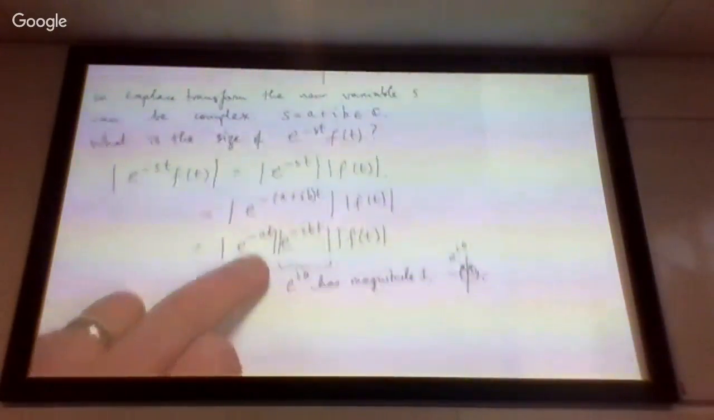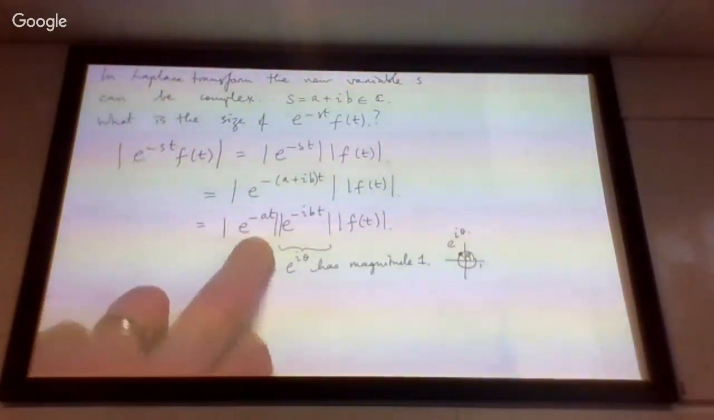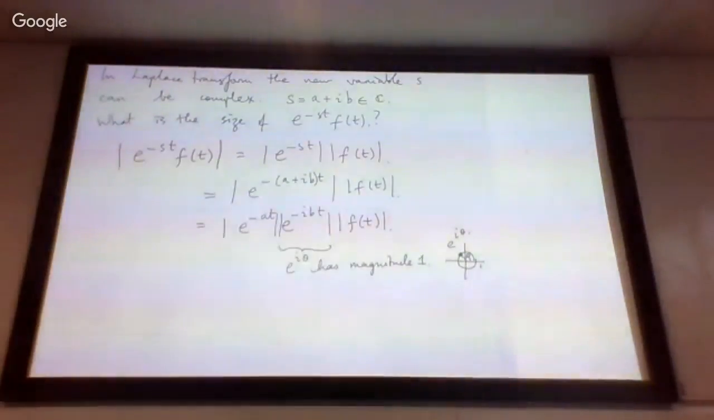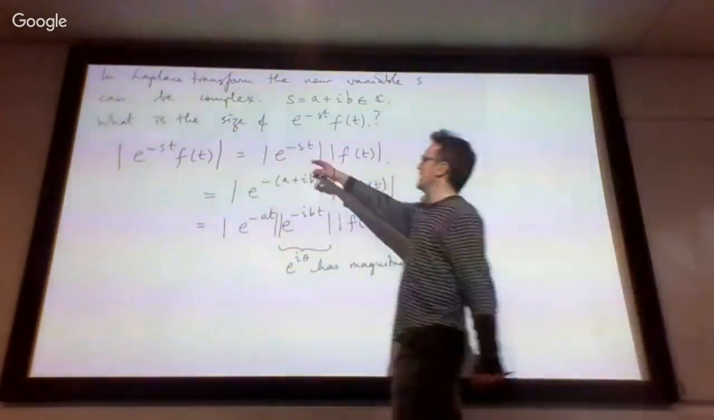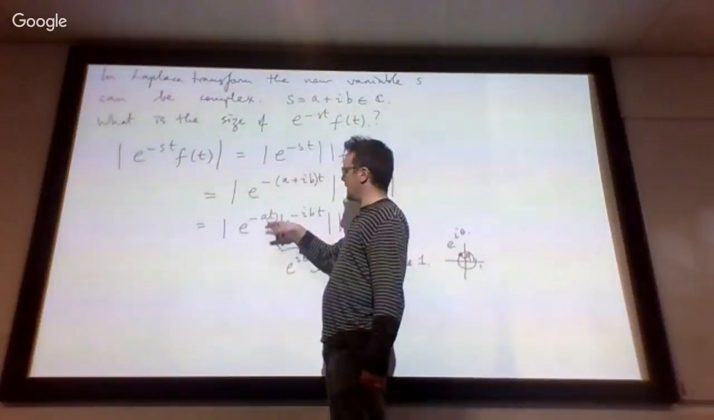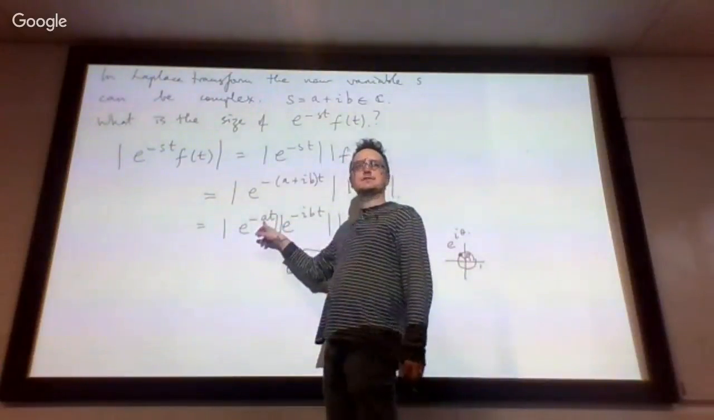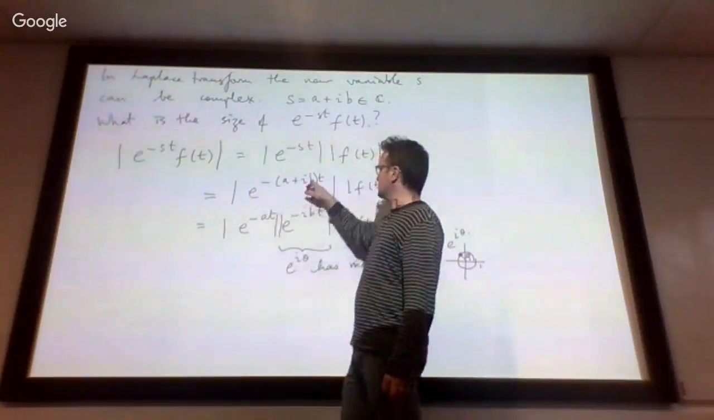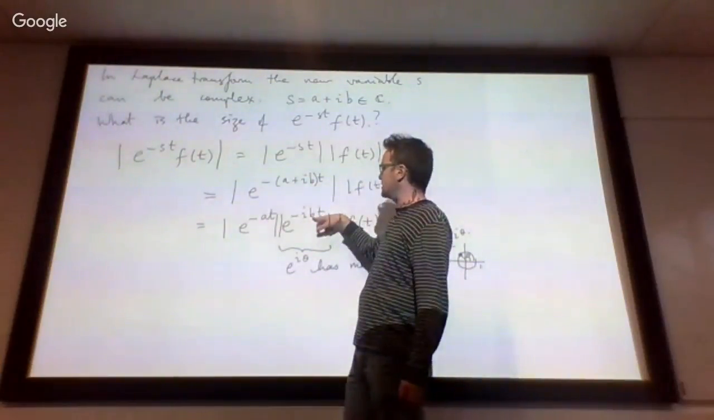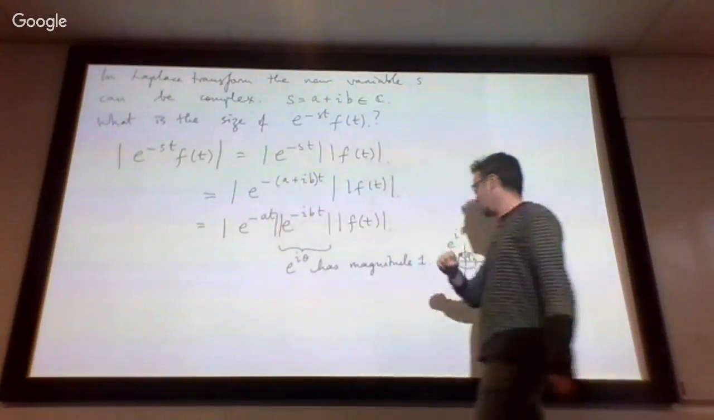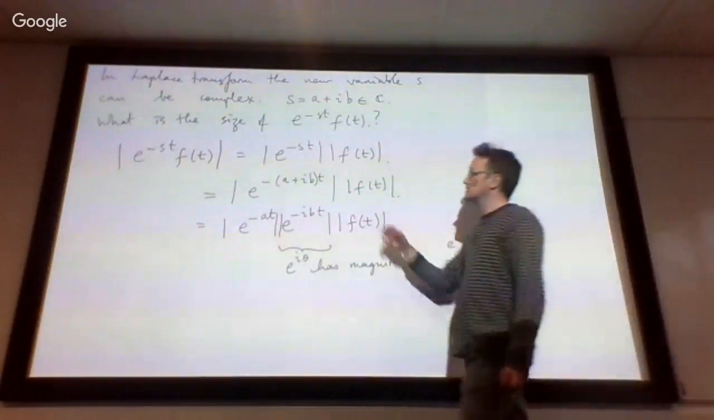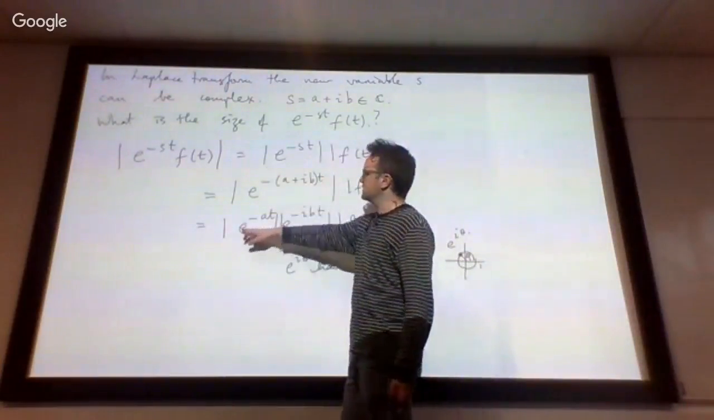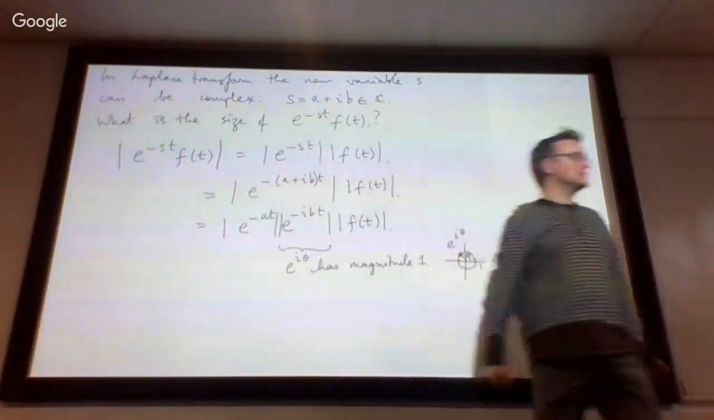So then we've got this exponential part here. So the size of e to the minus st is all about how big a is, or it depends on a. Okay. It doesn't depend on b. Whatever the imaginary part is, that's just going to generate a factor of magnitude 1. So the magnitude of this exponential factor comes down to the real part, a.